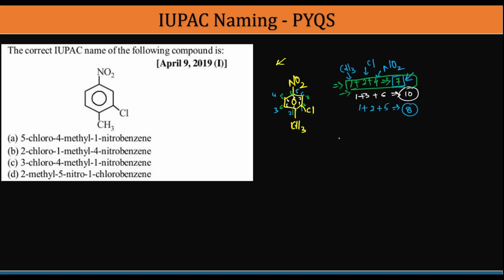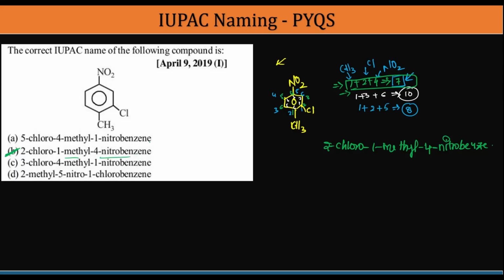So where is that methyl group? First we'll write chloro because C comes first, then M, right? So where is that chlorine group? 2 chloro. And where is that methyl group? 1 methyl, right? And where is that nitro group? 4 nitro benzene. So you can check the options over here. So option 2 is the correct one: 2 chloro, 1 methyl, 4 nitrobenzene.